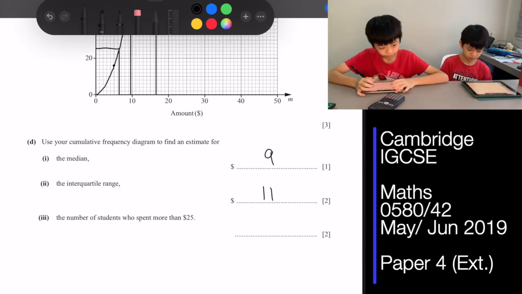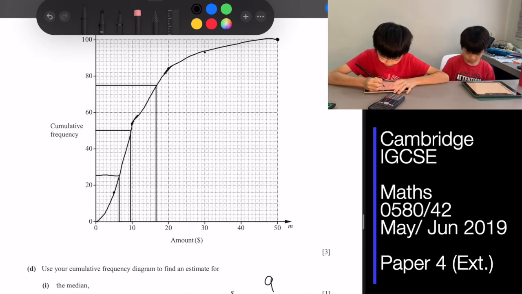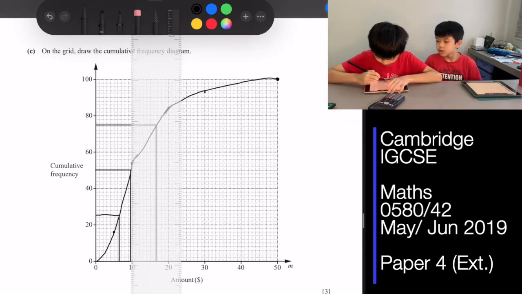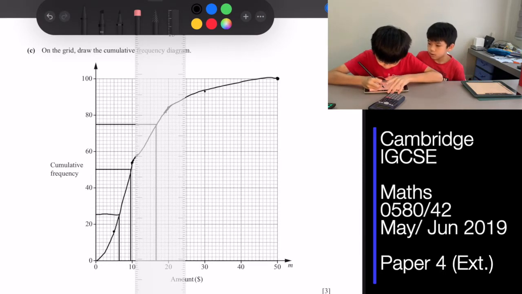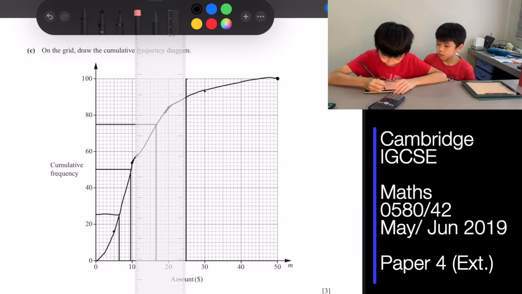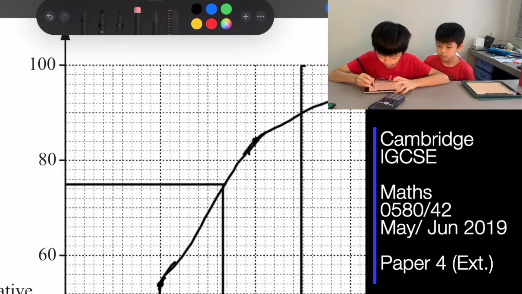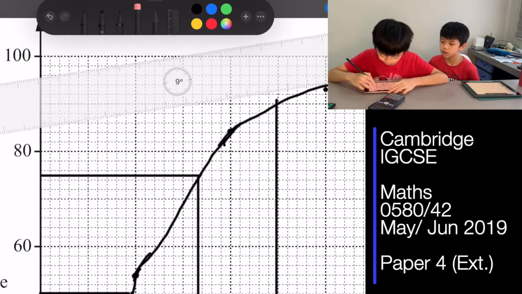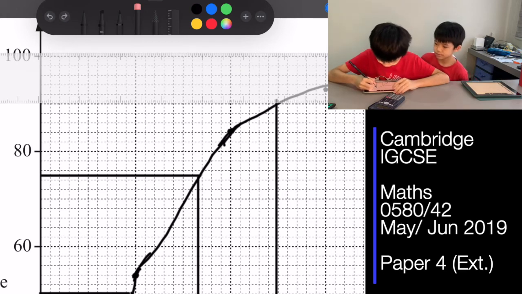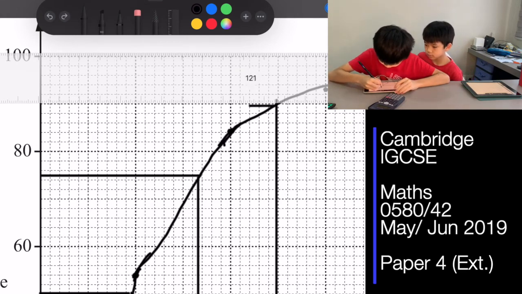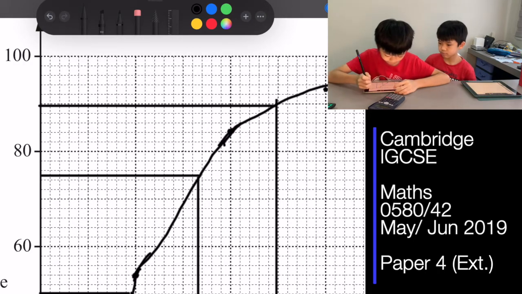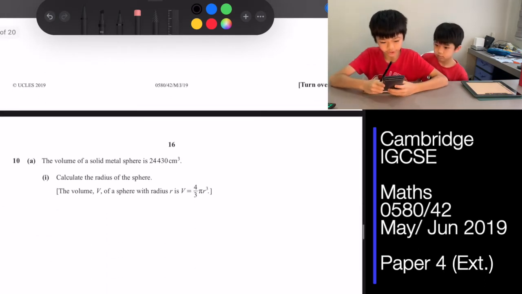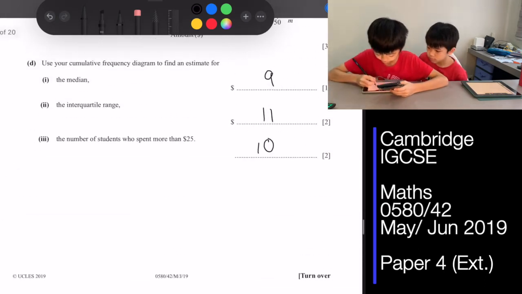And then the next one, more than 25, so then 25 is that. Though I kind of intersected through the graph. Alright, and then 25 goes with, wrong tool. It goes somewhere at 90. So then, of course, now we have to take 100 minus 90, which is roughly 10. So we can write 10 here too.